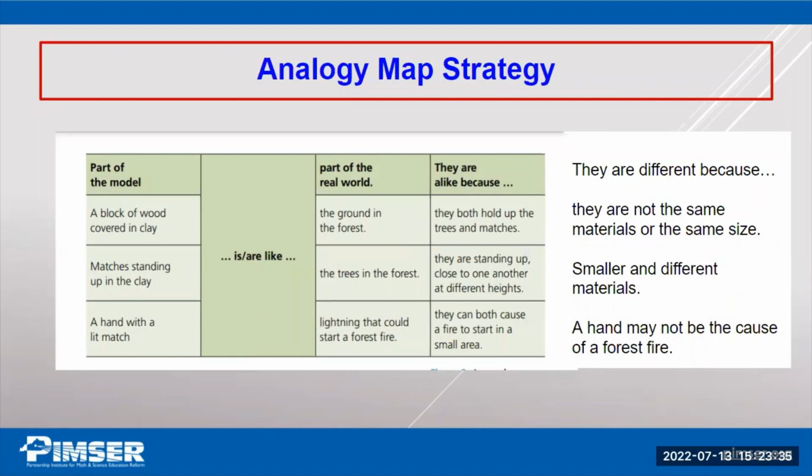An analogy map helps students look at the components or parts of the model and think about what that part of the model is like in the real world. Students think of ways the model is like the real thing, which would be a strength of the model. And you may also choose to add a column to show how that part of the model is not like the real thing, to help them think about the limitations of the model.